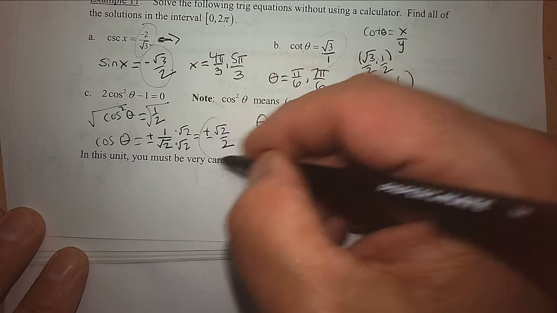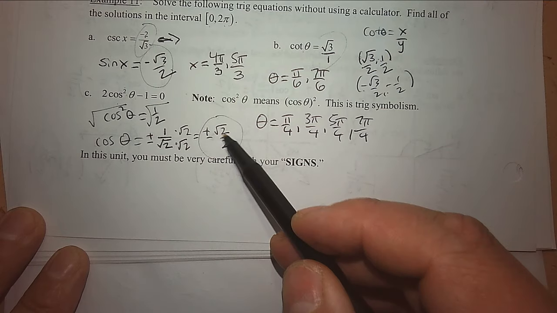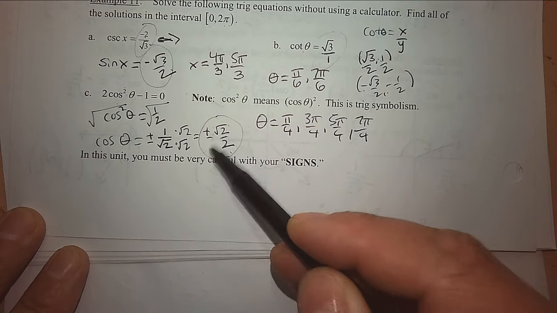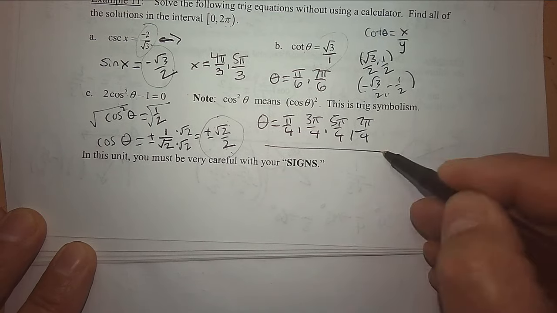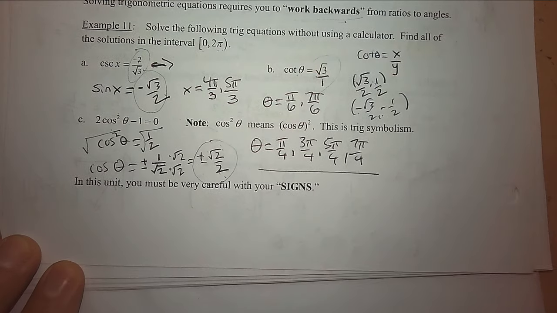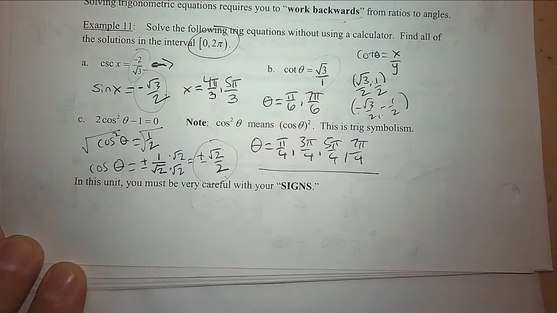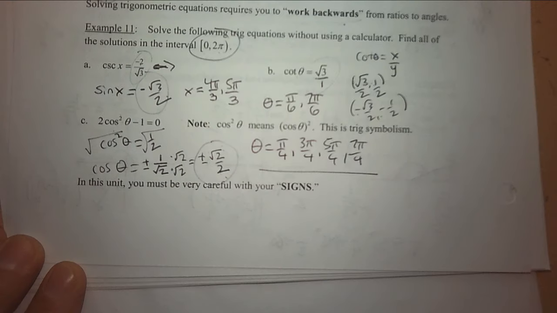So tell me every angle where the x-coordinate is either positive root 2 over 2 or negative root 2 over 2. And those are your answers. And we could keep going, but the restriction was from 0 to 2 pi.